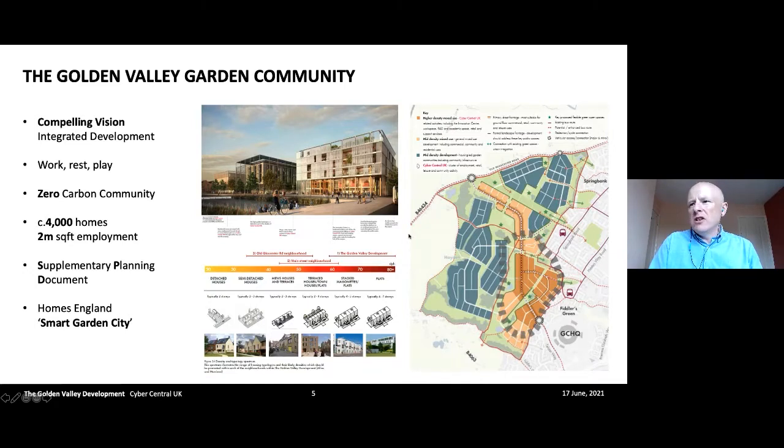So the ability to build 4,000 new homes, to create up to 2 million square feet of employment space, and within that, maybe 130,000 square feet for innovation. And to be a place that would be a 24/7 campus and really bring the best of urban and rural living together, something quite distinctive and iconic, not just for the region, but for the UK, that would really resonate.